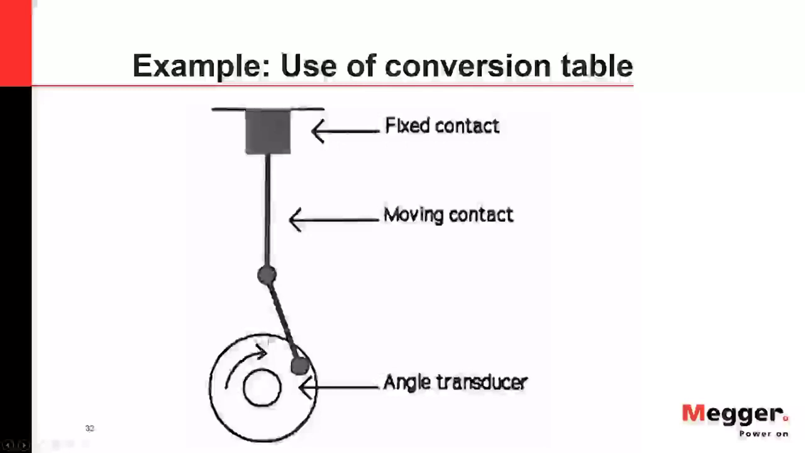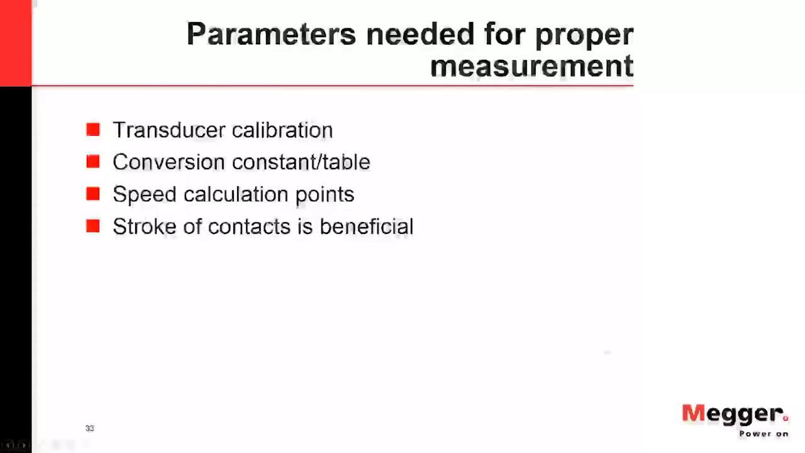An example of this, you can see here, where we have a fixed contact on the top, and then you have your moving contact, and we have this angular transducer. Now, at the top and the bottom of this circle, we'll call 0 degrees at the top of the line and 180 at the bottom, it's going to be moving that contact the most, whereas at like a 90 degree or a 270 degree, the more that transducer moves, the less the contact will move. So you actually need a conversion table to measure this.